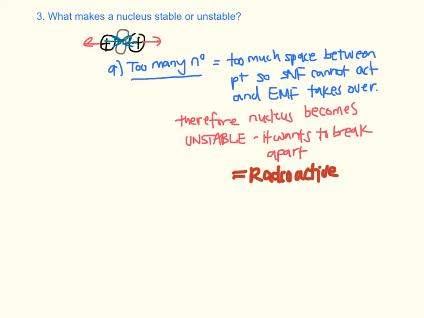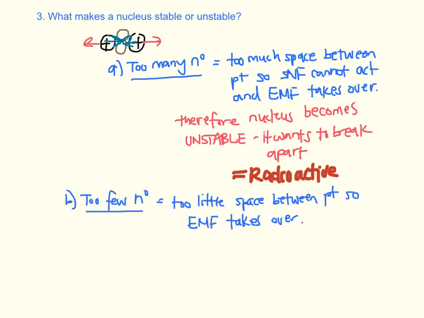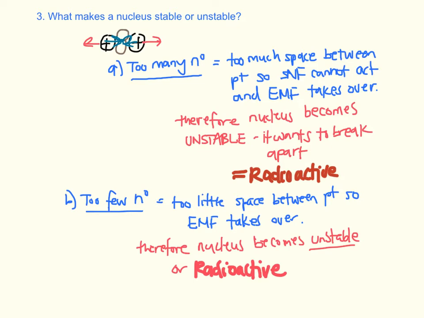There's another thing that would actually make the nucleus unstable besides too many neutrons, and that would be too few neutrons. If you have too little space between the protons, the EMF just automatically takes over, because that strong nuclear force only acts over this particular distance. And then, of course, the same thing would happen, and the nucleus would become unstable, or like I said, radioactive.